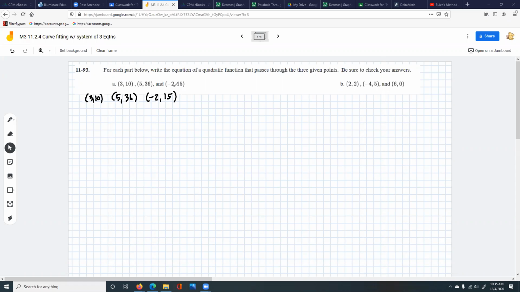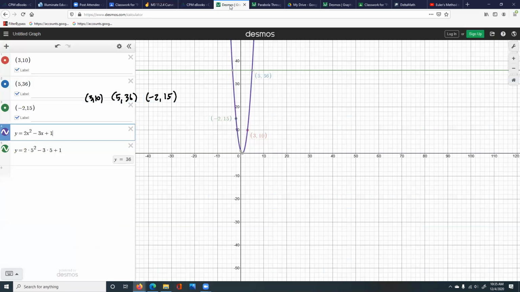We want to do a rough graph of this. So I did this in Desmos. I graphed these 3 points in Desmos. There they are. So (-2, 15) here is on the left of the y-axis. (3, 10) is down here, (5, 36). So do just a little sketch of that on your paper. Always want to sketch the parabola out. You don't need Desmos to do a sketch, right? But it's just nicer and quicker. So I had it done ahead of time. What problem is this? This is 93A.